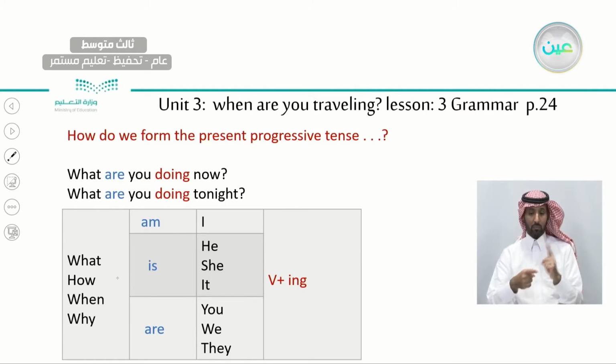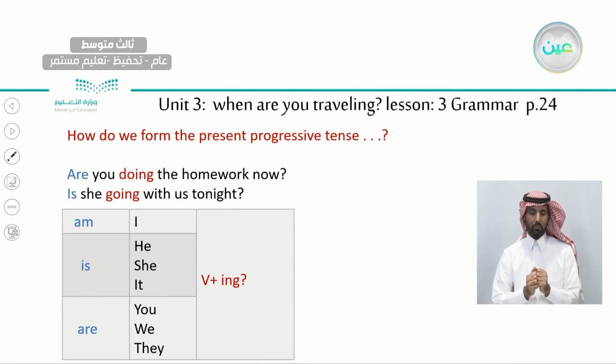We start with the WH question, the WH word, the information asking word: what, how, when, why, and then we have the verb to be. After that, we add the subject, then the verb ing, and here a question mark, okay? This is how we form the question.